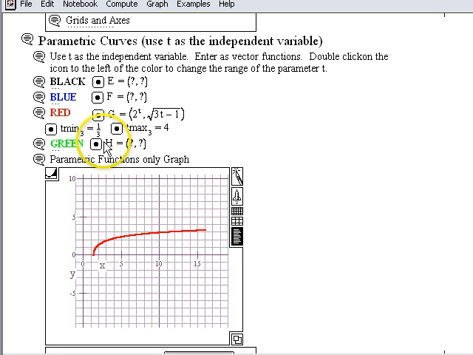They gave a restriction: t goes from 1/3 to 4. Certainly we wouldn't want t any less than 1/3, because that would be a square root of 0 as it is, and if you had it less than 1/3, this would be a square root of a negative. We're not going to get outputs. Okay, so this set of parametric equations describes this graph.